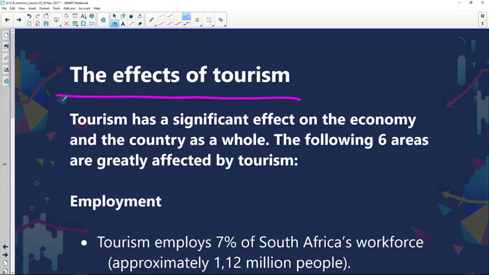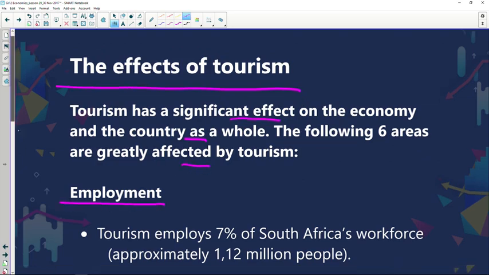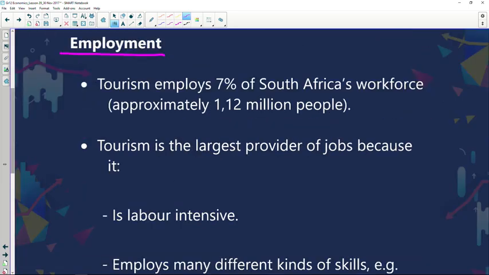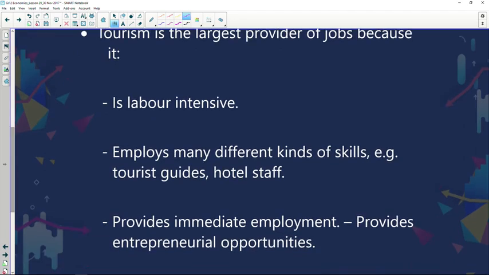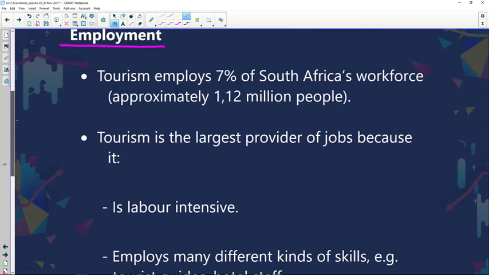And then, so what are the effects of tourism? So tourism has a significant effect on the economy and also on the country as a whole. So the following 6 areas are greatly affected by tourism. Okay. So we're going to look at employment. We're just going to mention some of these areas because if we go through all 6 of them, we are not going to have enough time in this lesson.